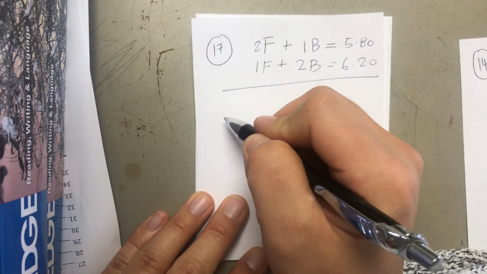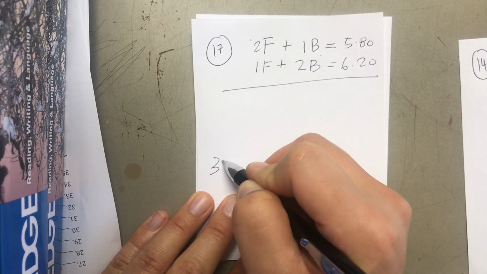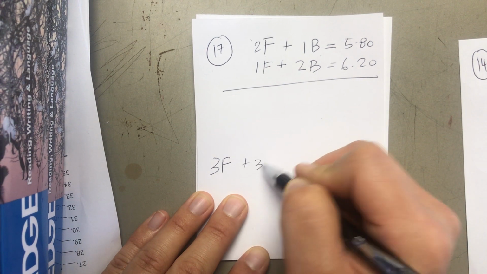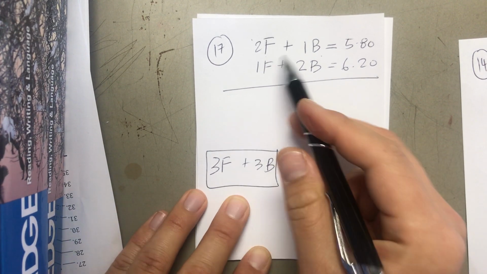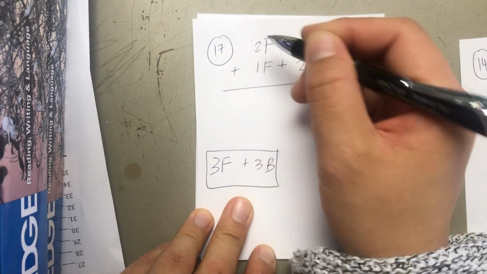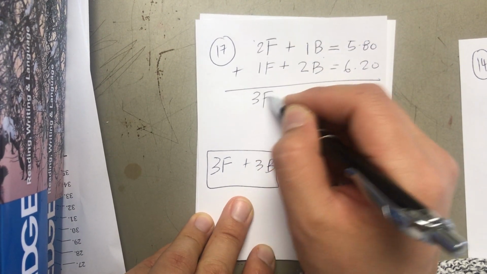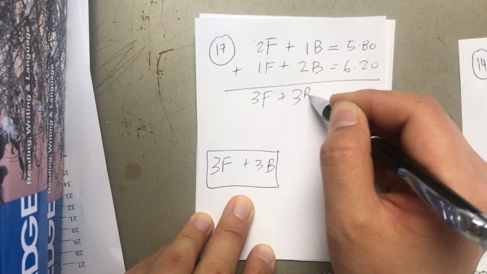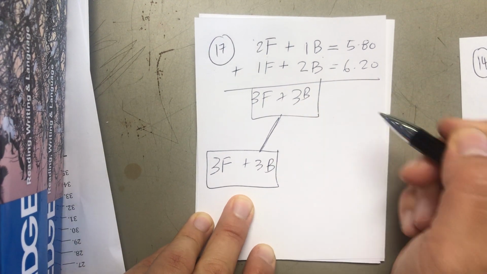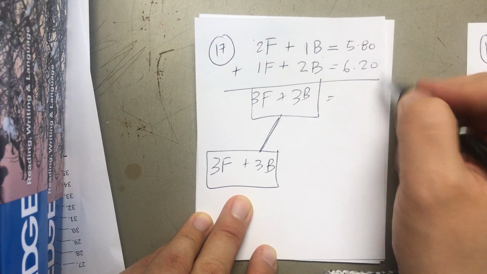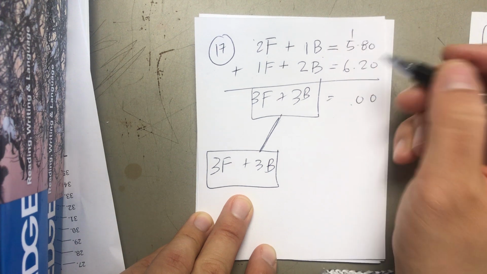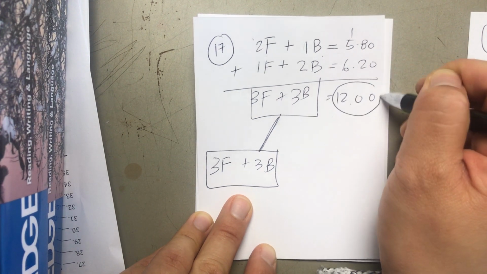So we want to get to 3 bags of French fries and 3 burgers. How do we get to 3? Obviously, you add. So you just add this, and that's going to go to 3F plus 3B. Look here, this is exactly what we're looking for. So all we're going to have to do is add these two together. That's going to be a 6, so it's going to be $12.